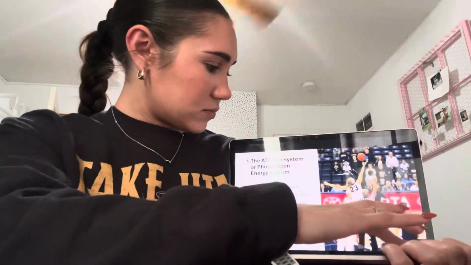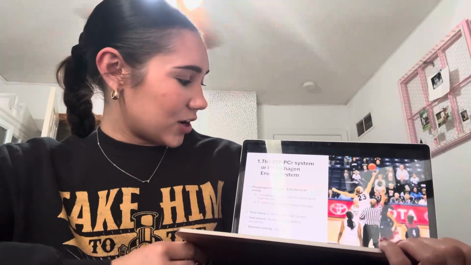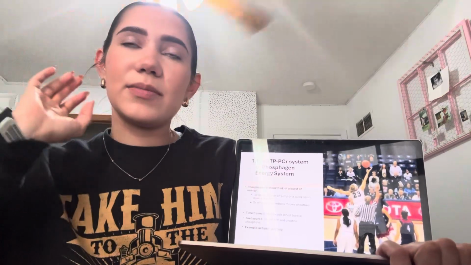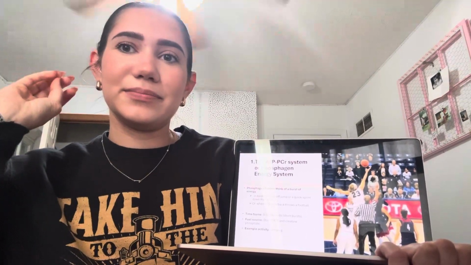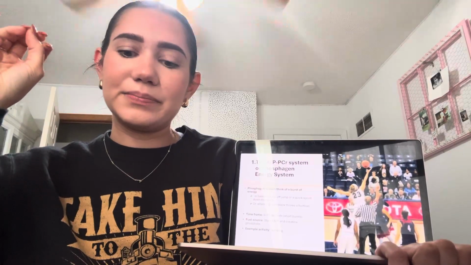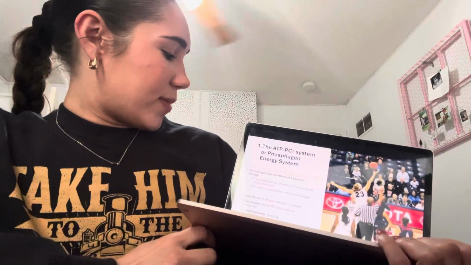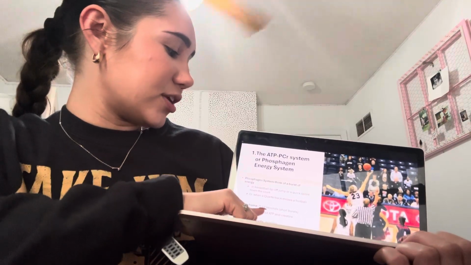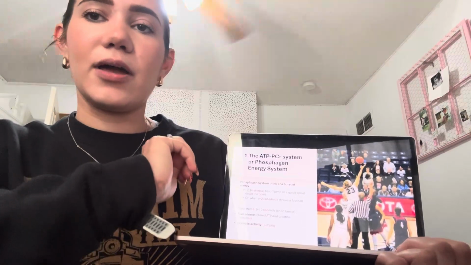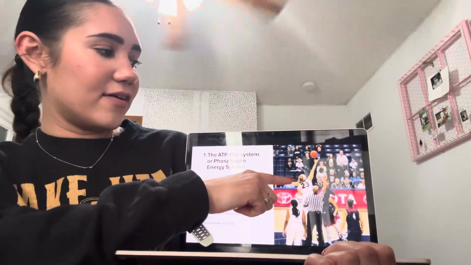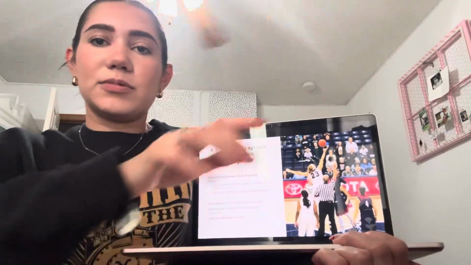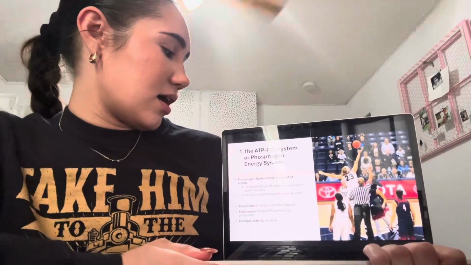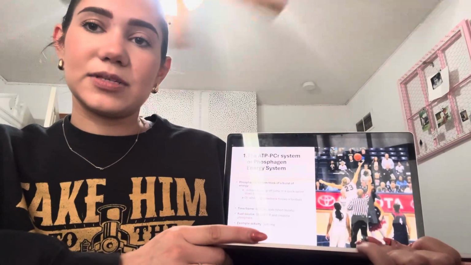So first, let's start with the ATP-PCR system, or the phosphagen system. This is a very fast moving system, I would say. Basically anything within 0 to 10 seconds, a very short period of time. For example, here I have a basketball player doing tip-off. It's that very fast motion, and that's where the phosphagen energy system comes into play.